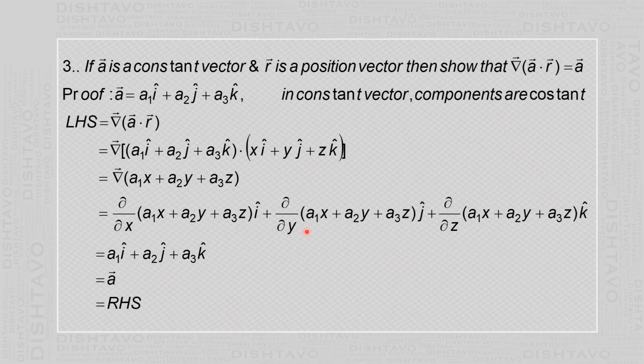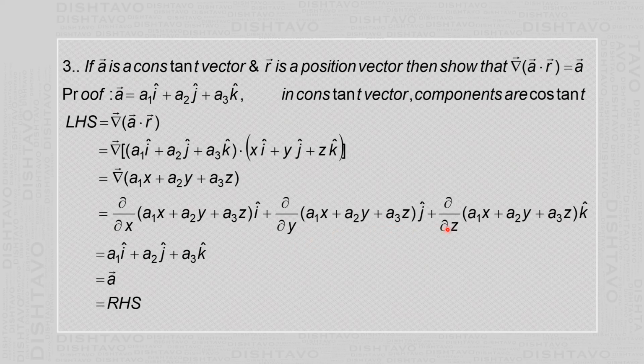Then in the second term, the partial derivative with respect to y of this term: the partial derivative with respect to y of A1x is 0, because A1 and x are constant. The partial derivative of A2y with respect to y is, A2 comes out as a multiple and the derivative of y with respect to y is 1, into that j cap written here. The partial derivative of A3z with respect to y is 0.